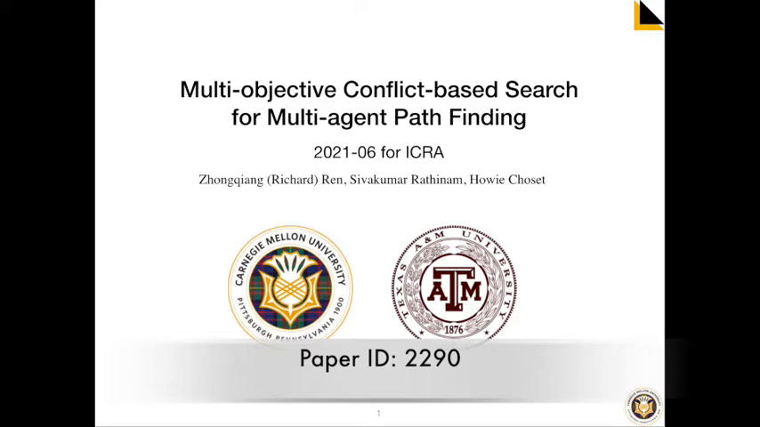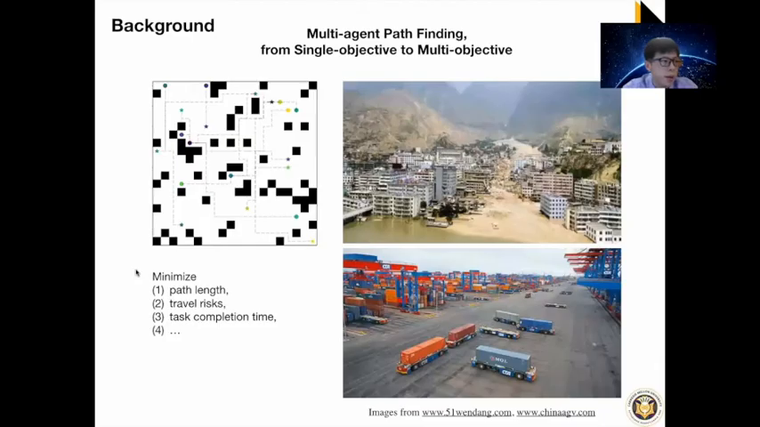Today, I'm going to present my work on multi-objective multi-agent pathfinding. Multi-agent pathfinding, or MAPF for short, aims to plan collision-free paths for a set of agents from their respective start and goal locations while optimizing a single objective, such as path length.